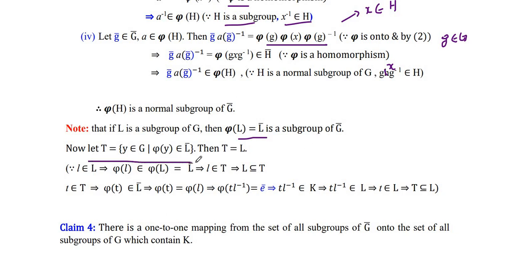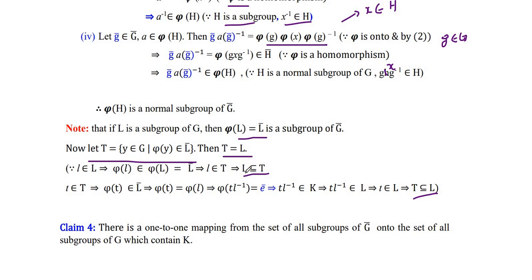Now we will describe a collection. Let T be all those Y in G for which the image of Y under phi is L bar. Then we are going to prove that this T can only be L. So the reason is, first we will establish L contained in T, and then establish T contained in L, so that both together will give us T equals L.